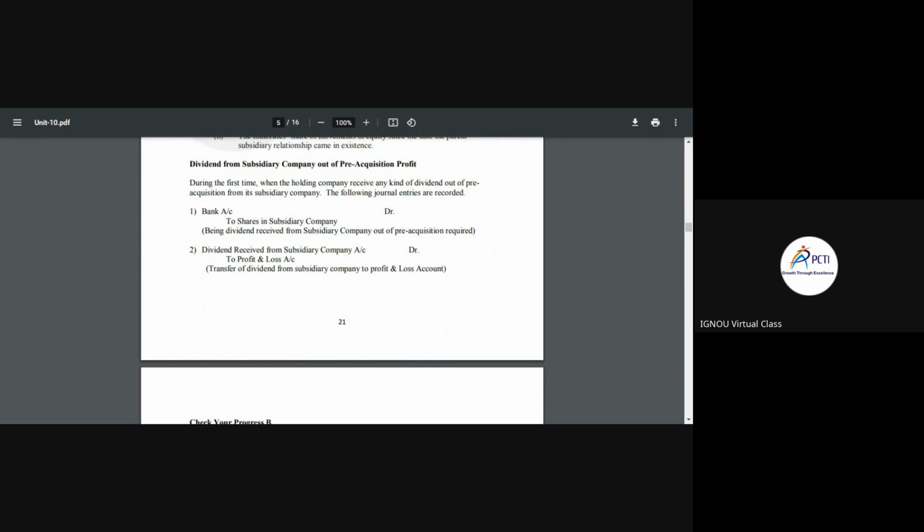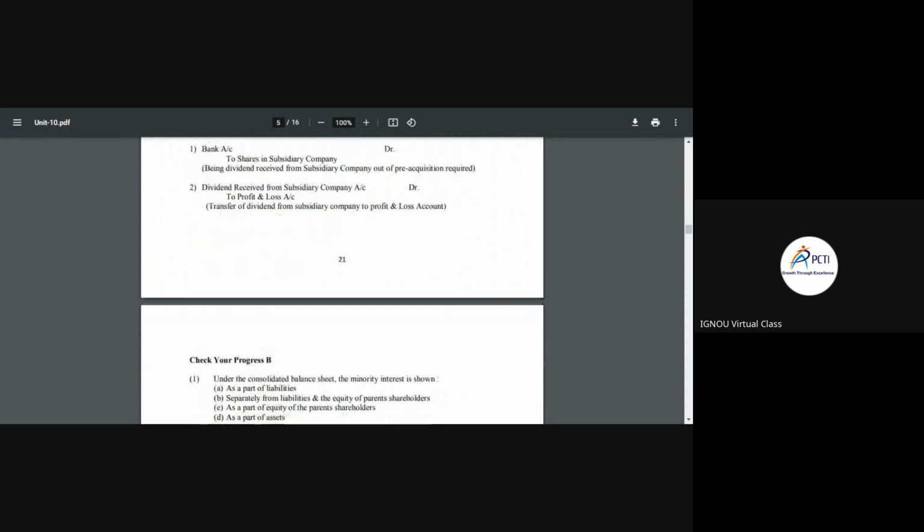First, bank account debit to shares in subsidiary company, being dividend received from subsidiary company out of pre-acquisition profit. Second, dividend received from subsidiary company account debit to P&L account, being the transfer of dividend from subsidiary company to profit and loss account.